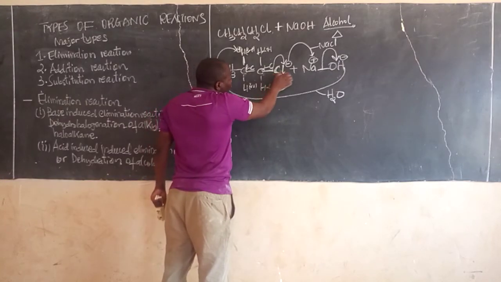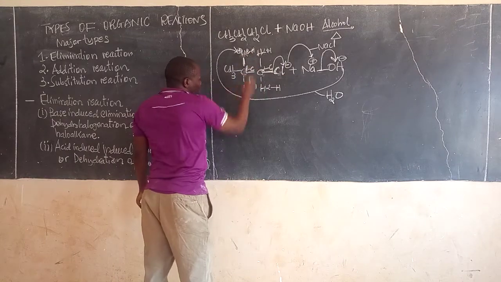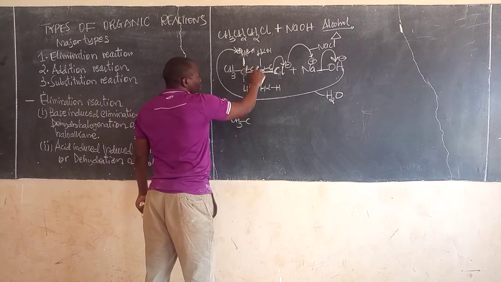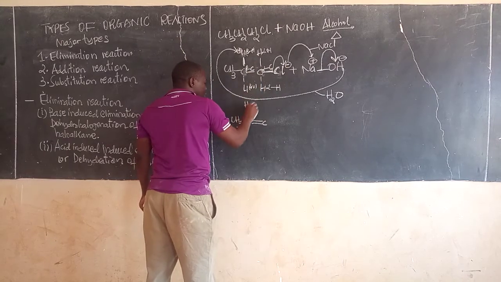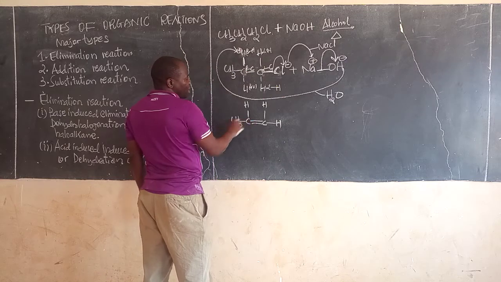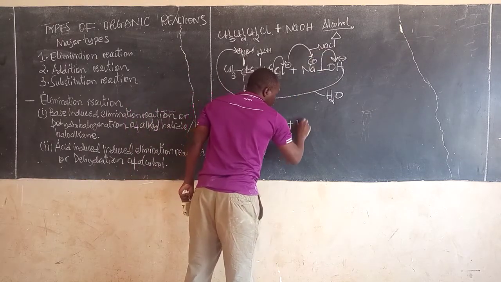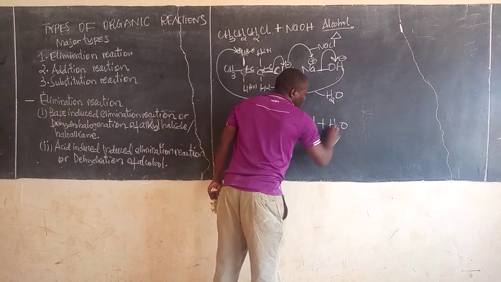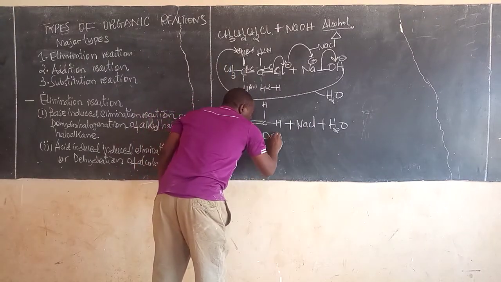This is an elimination reaction because atoms are removed without replacement. We are going to remove the halogen plus a hydrogen from the beta carbon. So our result now will be CH3 and a double bond here, because each carbon must be bonded with four bonds. That's why we've added another bond here, plus sodium chloride and again water.